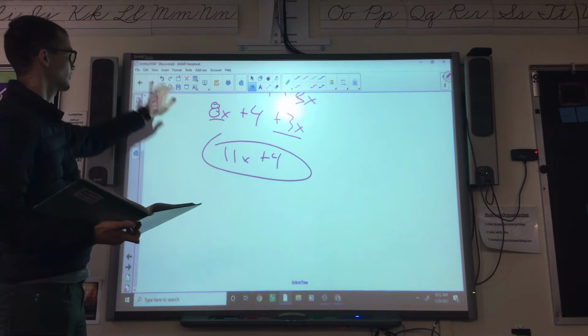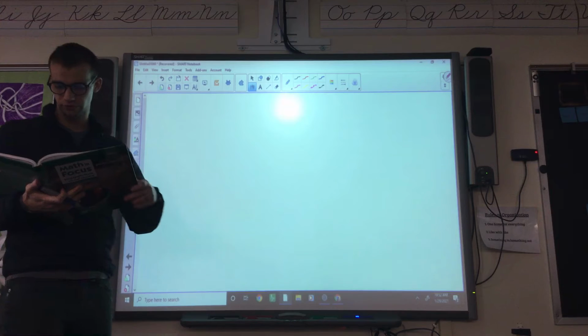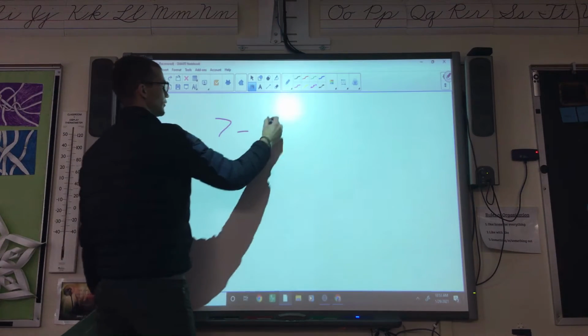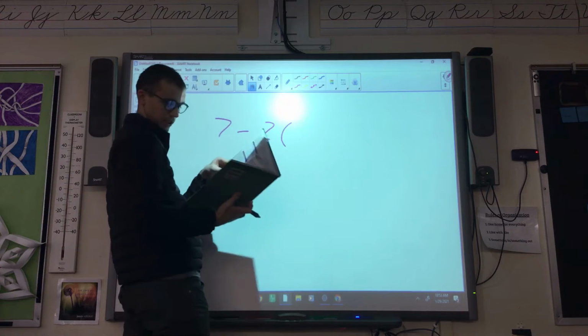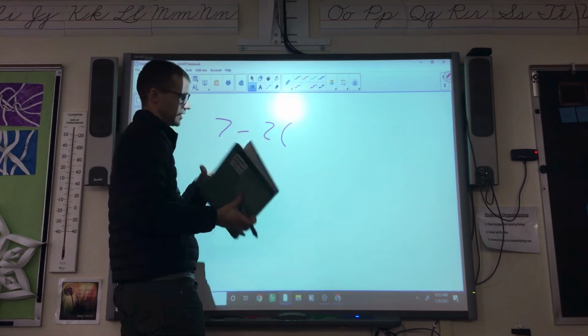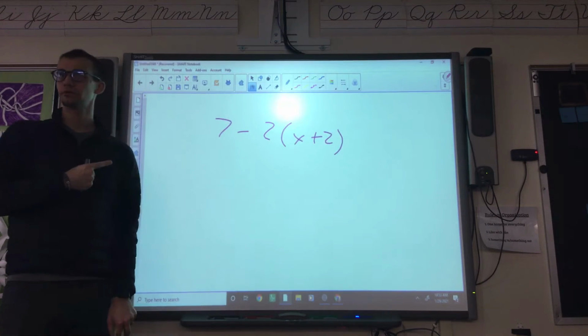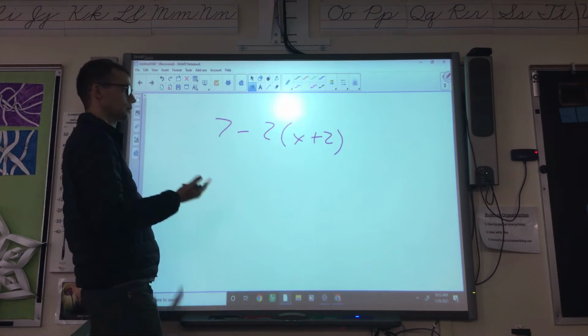Yeah, so 11x plus 4. So the only thing is just adding those other like terms. And then we have 7 minus 2 times the quantity x plus 2.